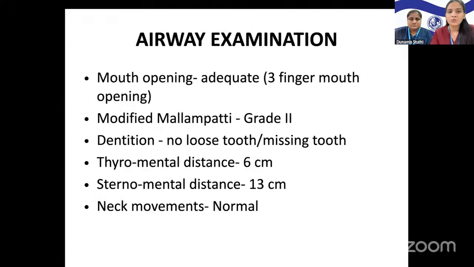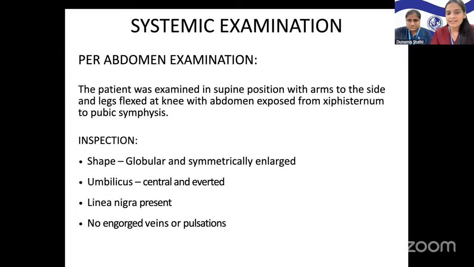Spine examination was normal. Airway examination: mouth opening adequate, 3-finger mouth opening, modified Mallampati grade 2. Dentition, thyromental distance, sternomental distance, and neck movements were normal. On systemic examination, per abdomen on inspection, the shape of the abdomen was globular, symmetrically enlarged with umbilicus central and everted. Linea nigra was present, no engorged veins or pulsations.